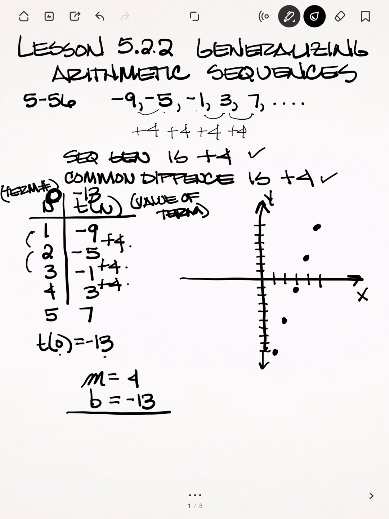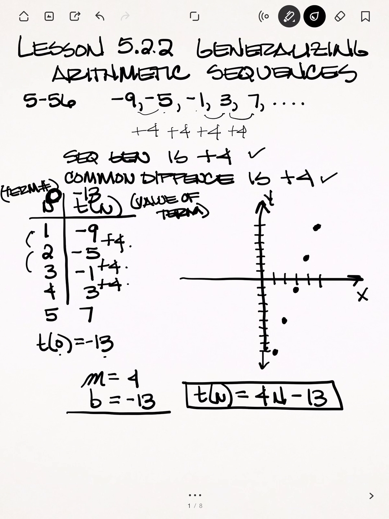My equation, remember, we're not going to use y equals mx plus b. We're going to use t of n for y, and we're going to use n for x. So instead of y equals, I'm going to say t of n equals my slope, which is 4, times n, and then my b, or my starting point, is -13. So there is the equation of my sequence.